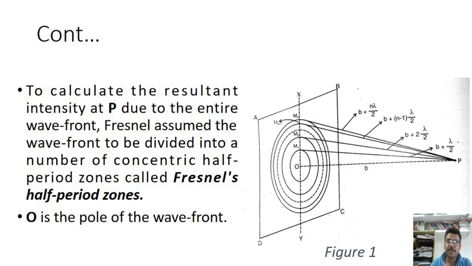Due to the entire wavefront, Fresnel assumed the wavefront to be divided into a number of concentric half period zones: 1, 2, 3, 4, 5, 6, like that. These are called Fresnel's half period zones. O is the pole of the wavefront.